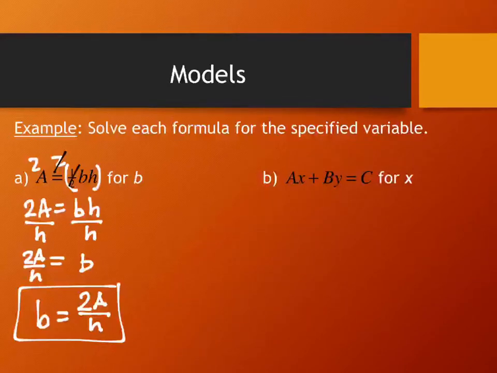So looking at this one, we have an x here. And so we want to move the things that are furthest away from x first. And what is furthest away from x is the by. And how is the by attached? What operation attaches it to the x? Addition, right? So this is the addition operation that we have to undo, which means how am I going to move the by to the other side?